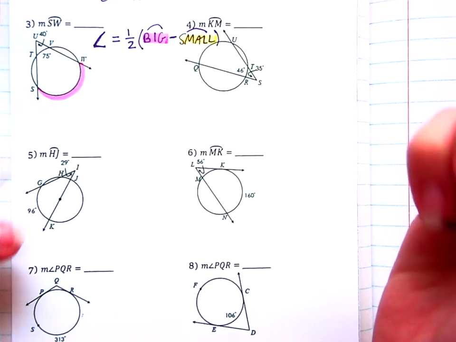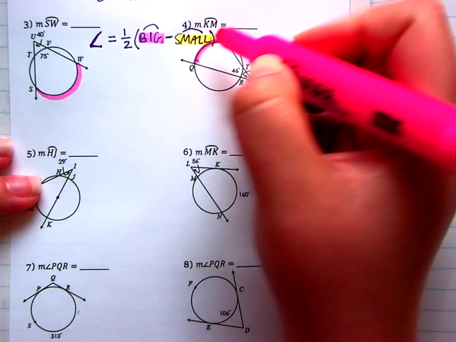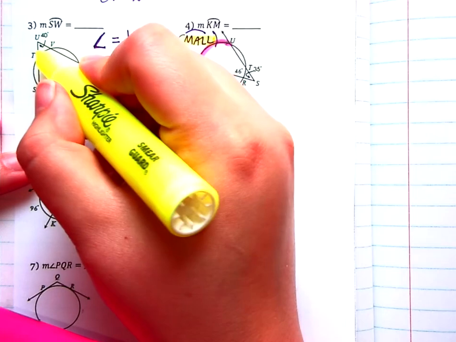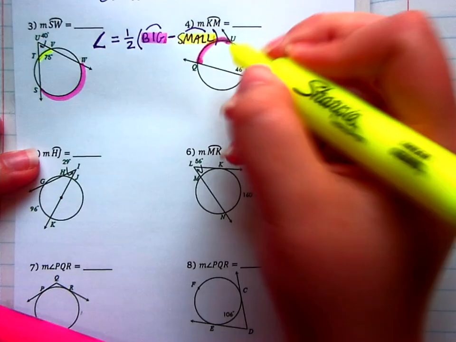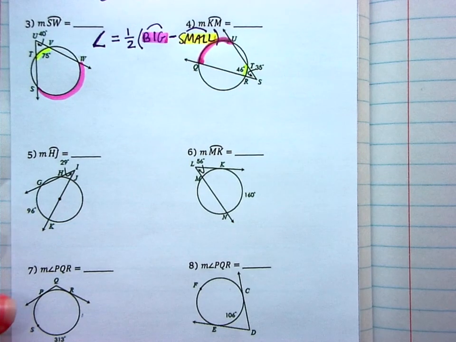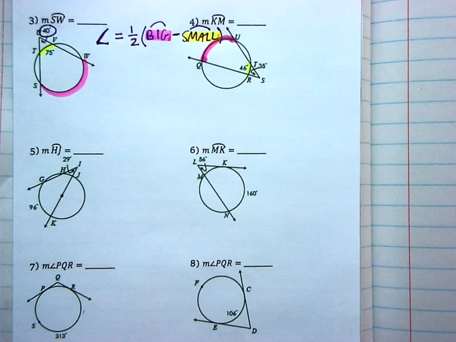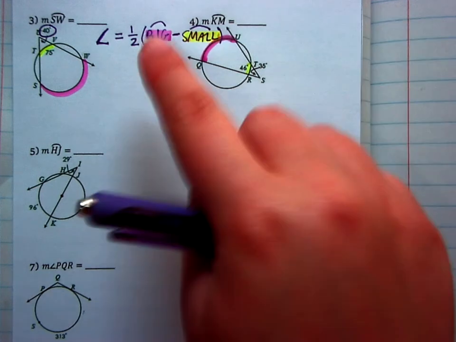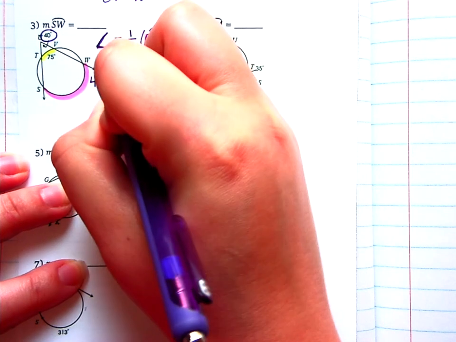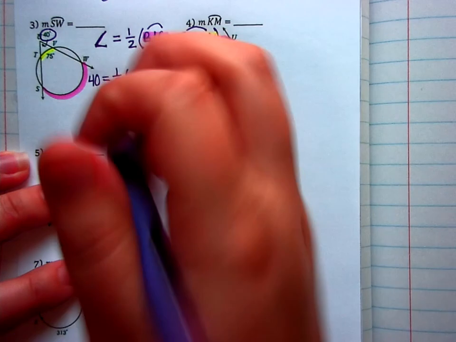there's nothing on the big arc. We're going to be solving for the big arc on numbers 3 and 4. Small arc, 75. And they gave us the angle for number 3 is 40 degrees. So we're just going to use the format of the formula. We're going to do the angle, 40, equals half of big arc is what we're solving for.